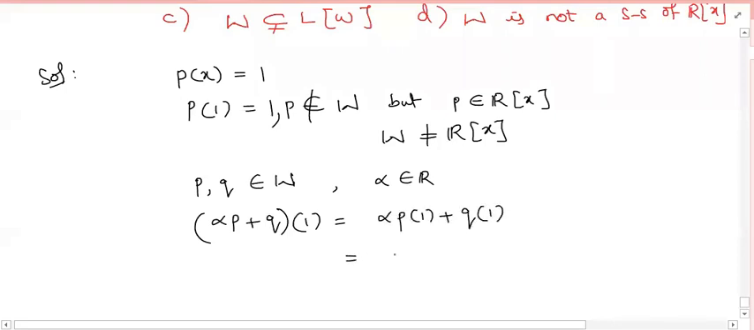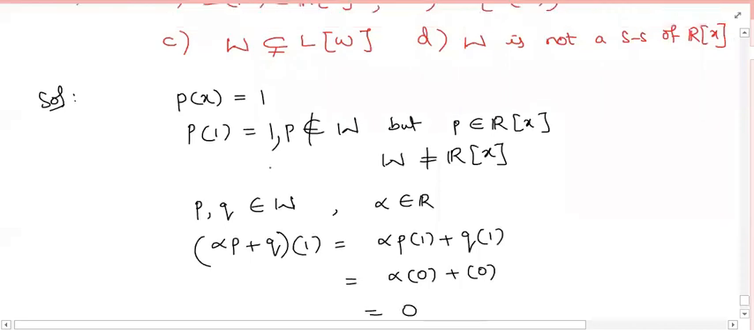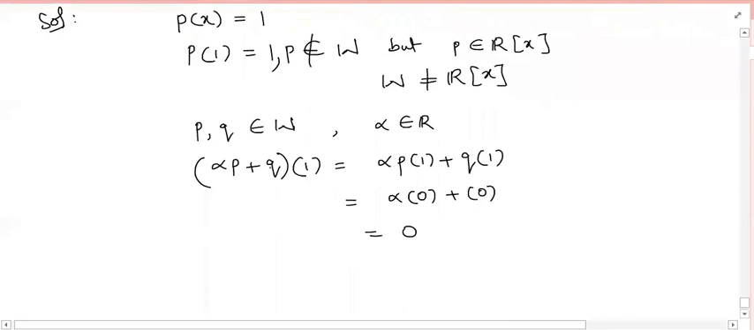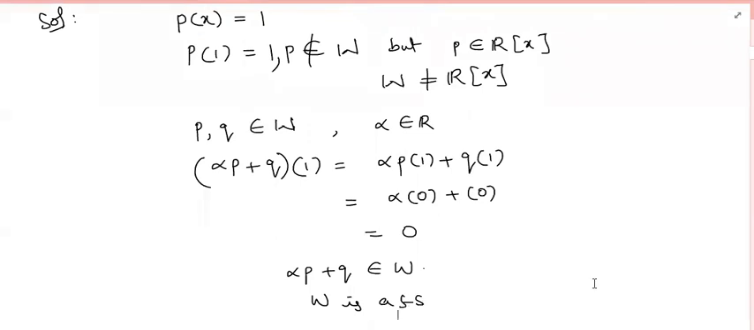So alpha into P of 1 is 0. Why is P of 1 zero? Q of 1 is also 0. Why are P of 1, Q of 1 zero? Because P, Q are coming from W. What is the rule in W? If you evaluate the polynomial at 1, it should be 0. So that's why alpha P plus Q belongs to W. That implies W is a subspace. So it is important to see W is a subspace.